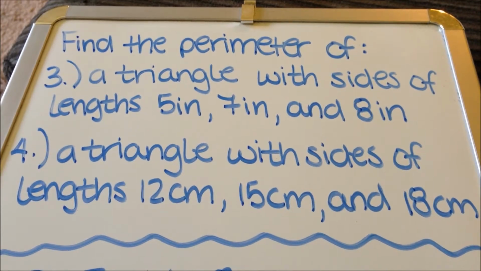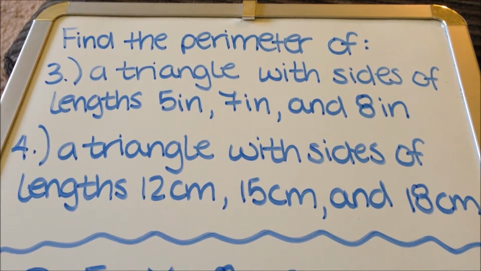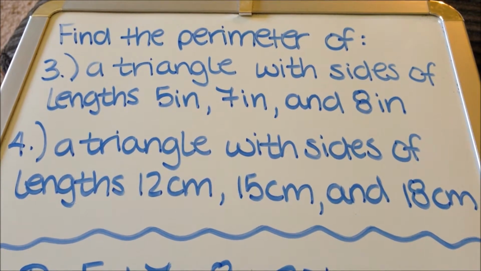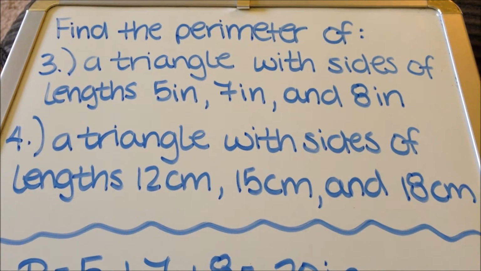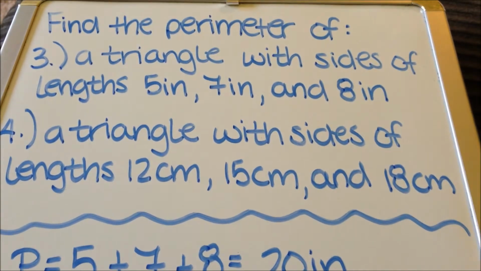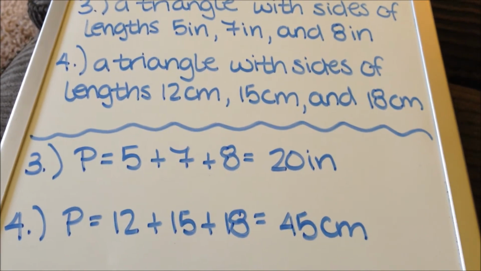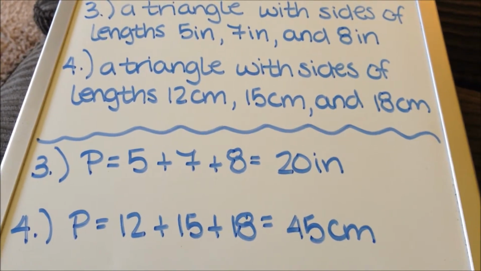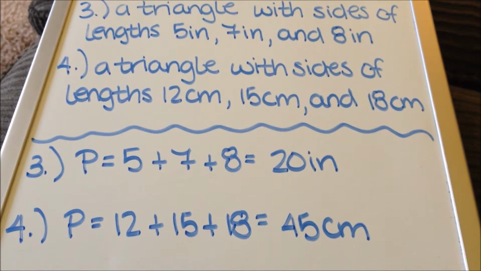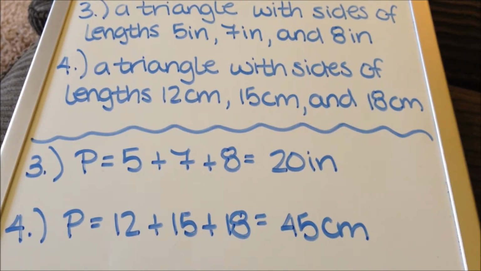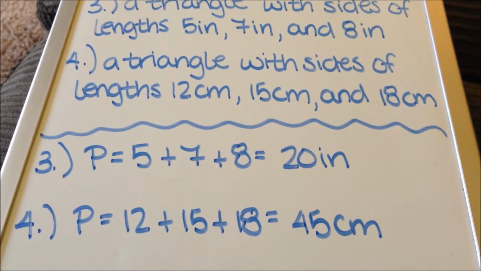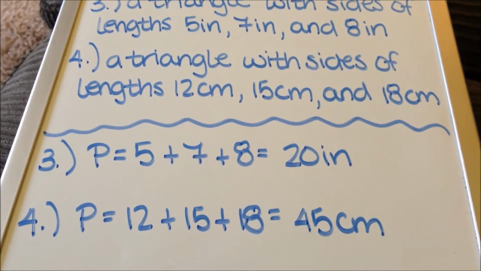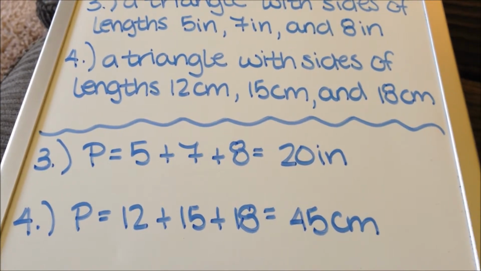So when we multiply, we get 4 plus 1.7, and when we add, we get 5.7 meters. Find the perimeter of number 3, a triangle with sides of lengths 5 inches, 7 inches, and 8 inches. And number 4, a triangle with sides of lengths 12 centimeters, 15 centimeters, and 18 centimeters. Number 3, we're going to use the formula P equals A plus B plus C. So we have 5 plus 7 plus 8. So we have a perimeter of 20 inches. And for number 4, P equals 12 plus 15 plus 18, which is 45 centimeters.